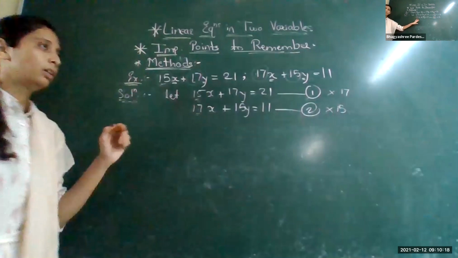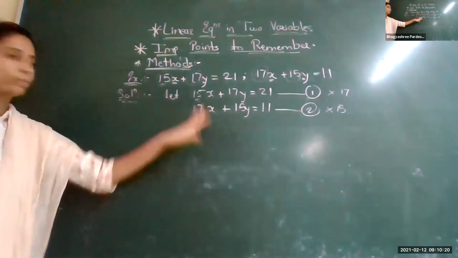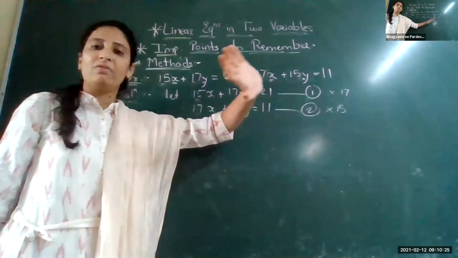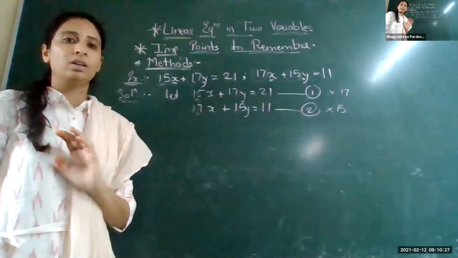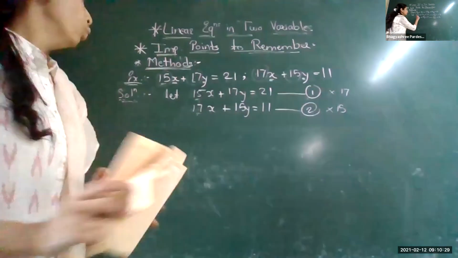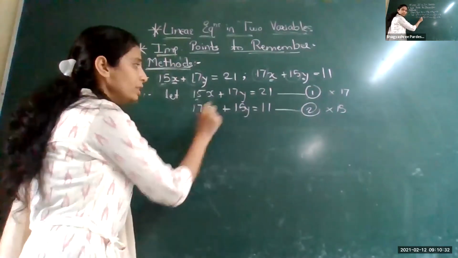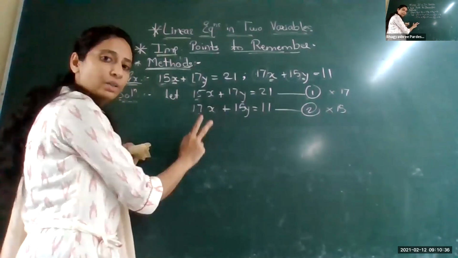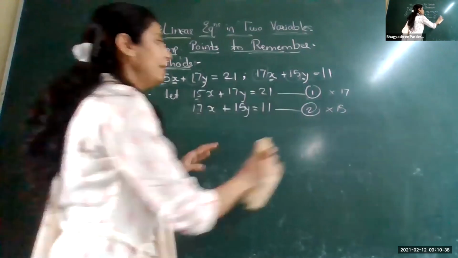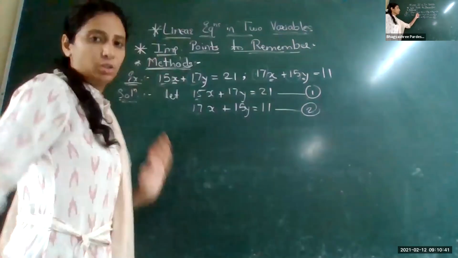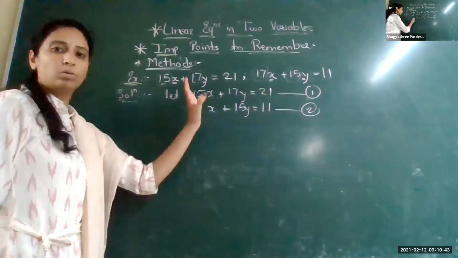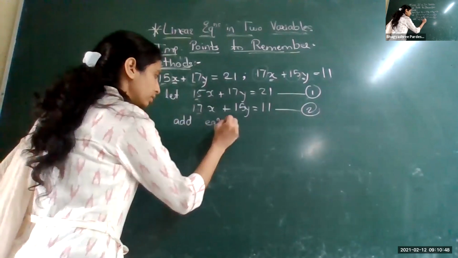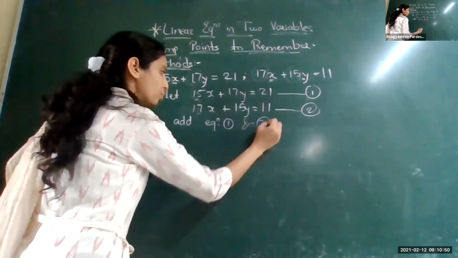But multiplying by 17 or by 15 will go very lengthy. So when the same coefficients are given to us with different variables, we simply add and subtract these two equations. Numbers are the same. Look here, students, the numbers are the same. So firstly, add equation 1 and equation number 2.